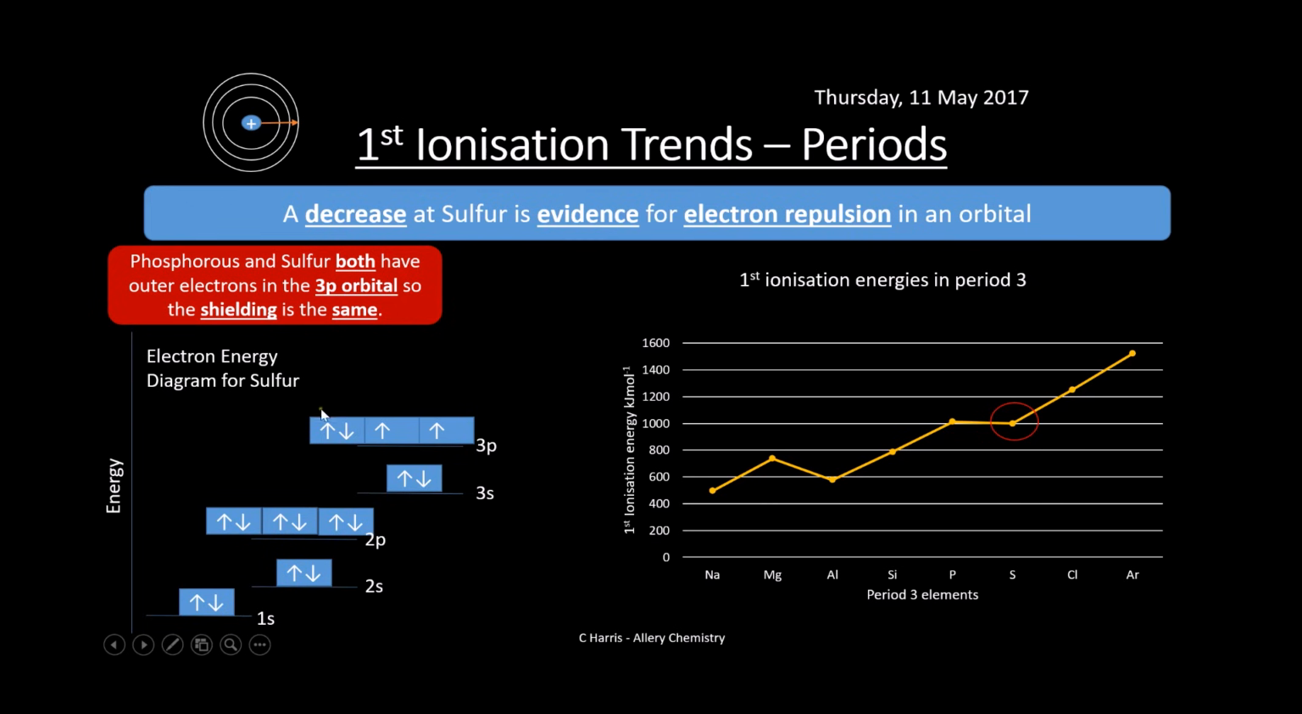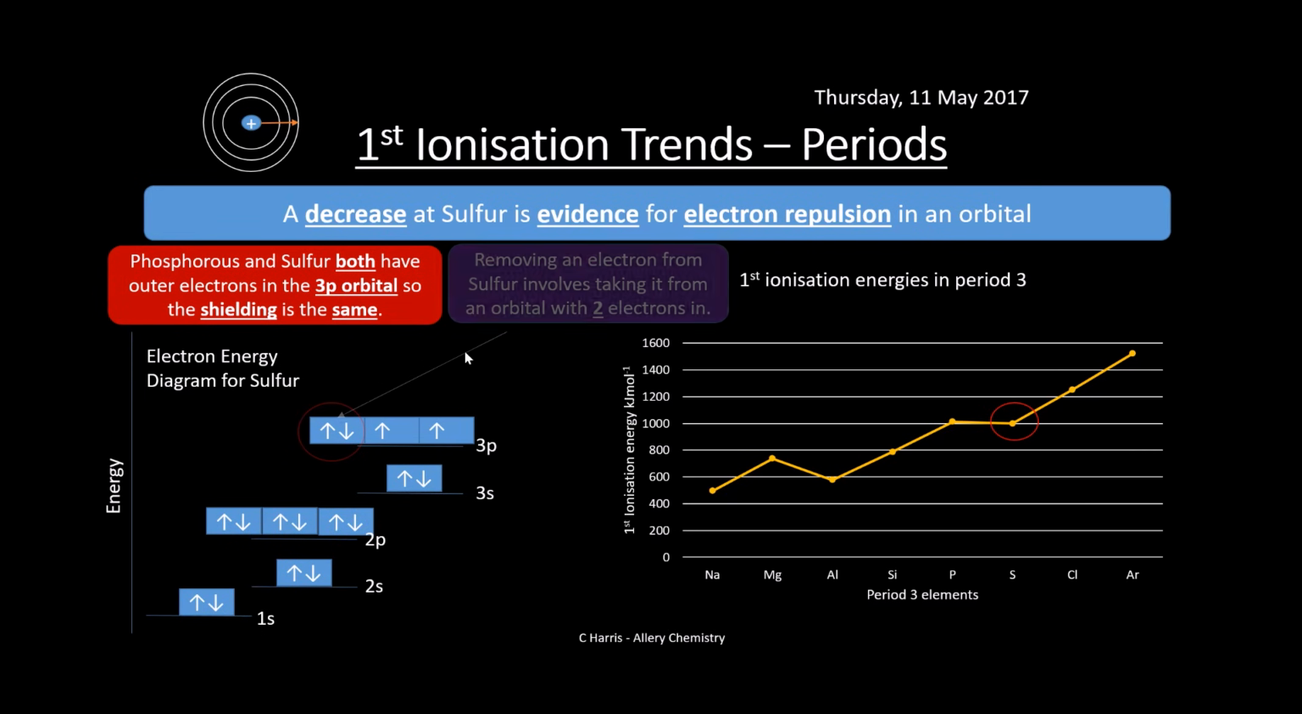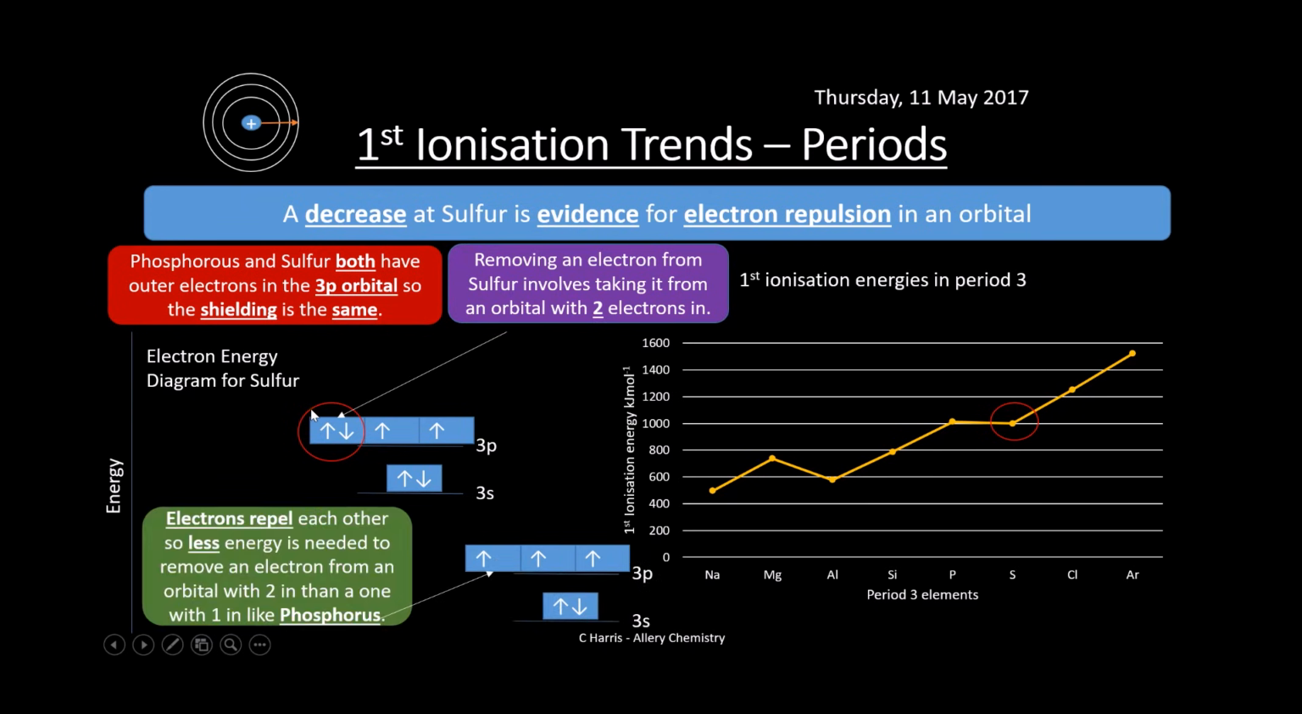There it is, look. This is the energy diagram for sulfur. You can see it's got the outer electrons in the 3p, but phosphorus is only one behind, so basically we just take one of these electrons away, and we've still got all the electrons in the 3p. So the shielding is the same. You have no difference in shielding. However, removing an electron from sulfur involves taking it from an orbital with 2 electrons already in. So we get a bit of repulsion there.